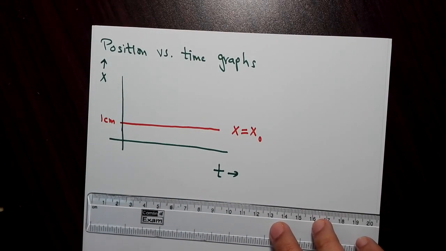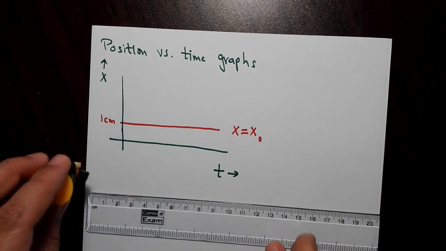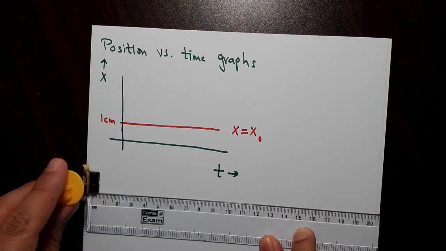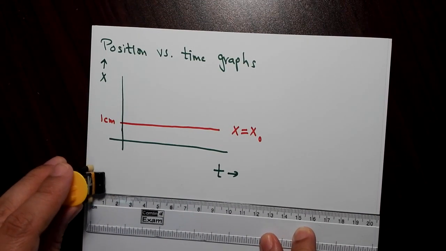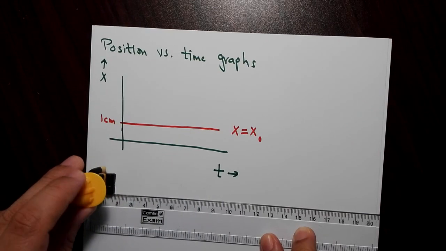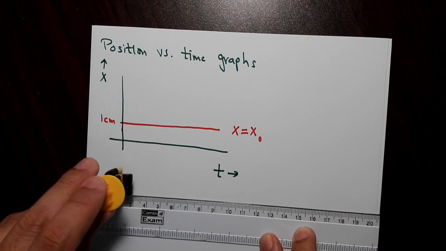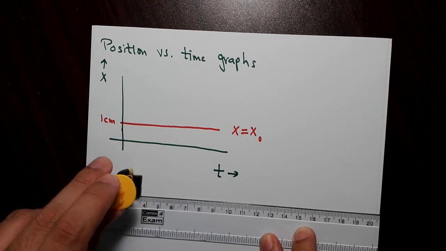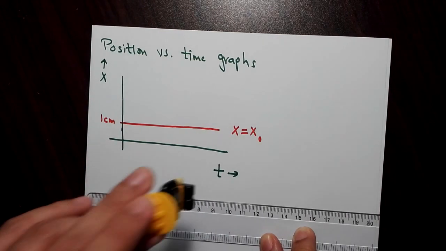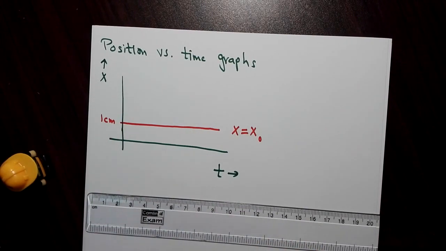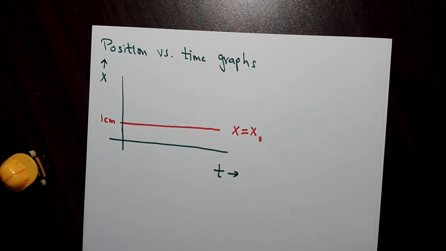Now what if Mr. Fireman starts to move? Okay, so let's say he starts over here. Let's say he starts at x equals 0 now. Okay, then he moves to 1 centimeter in 1 second, 2 centimeter in the second second, and 3 centimeter in the third second, 4 centimeter, and so on. Okay, so every second he's moving a centimeter.